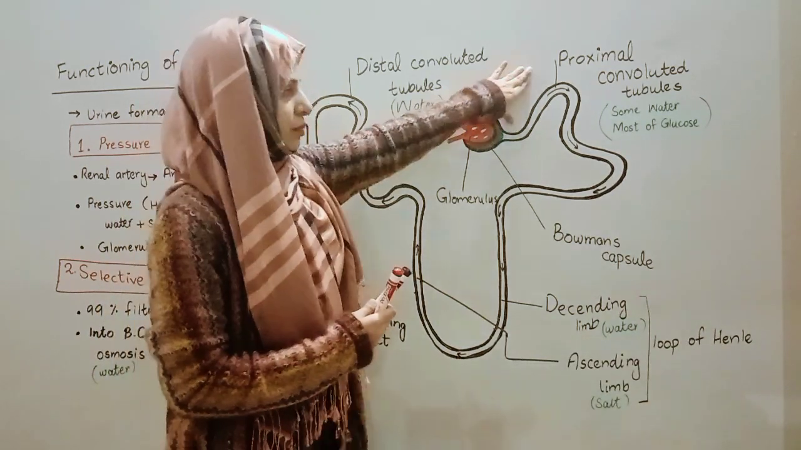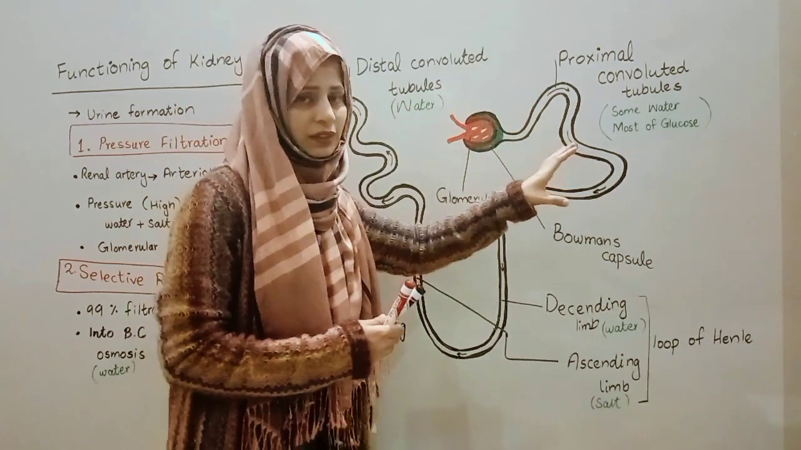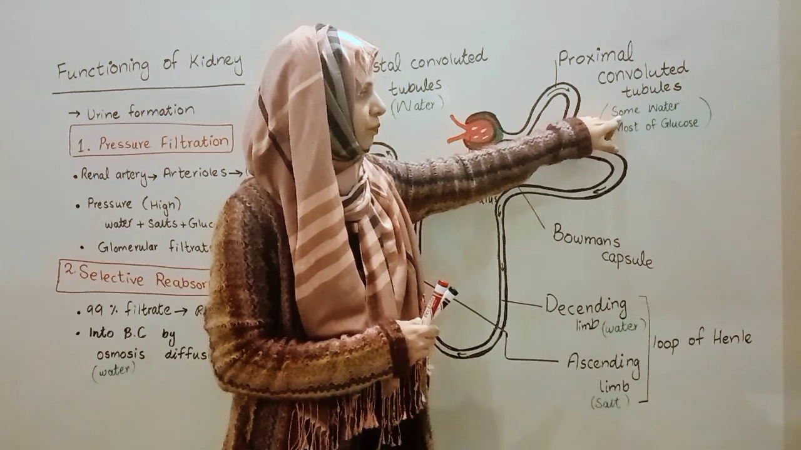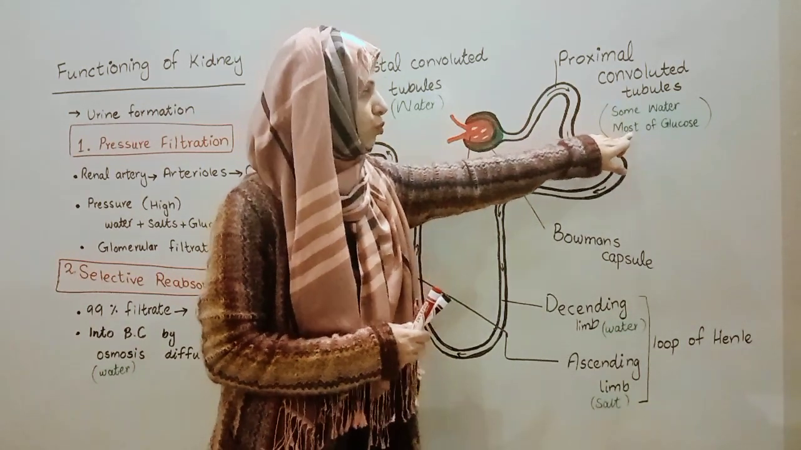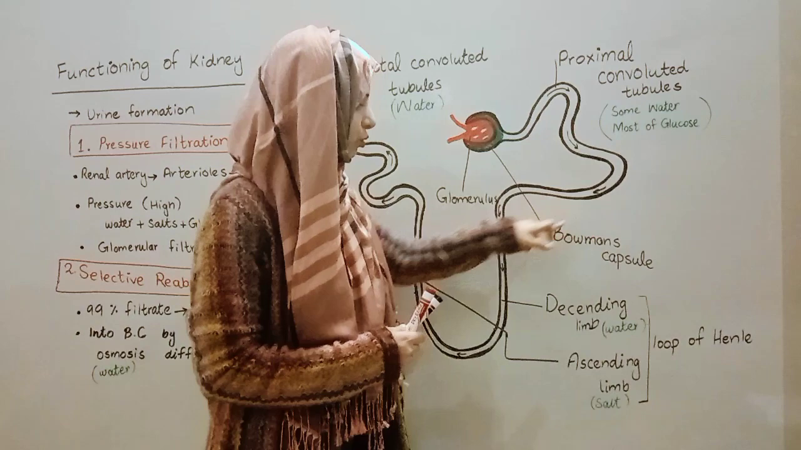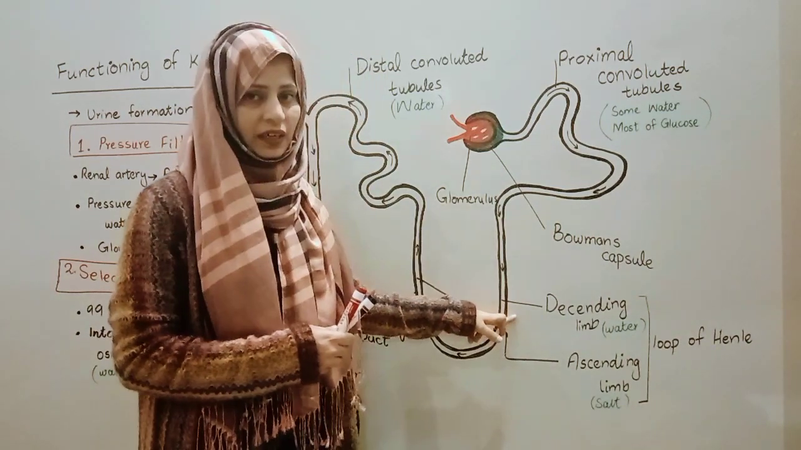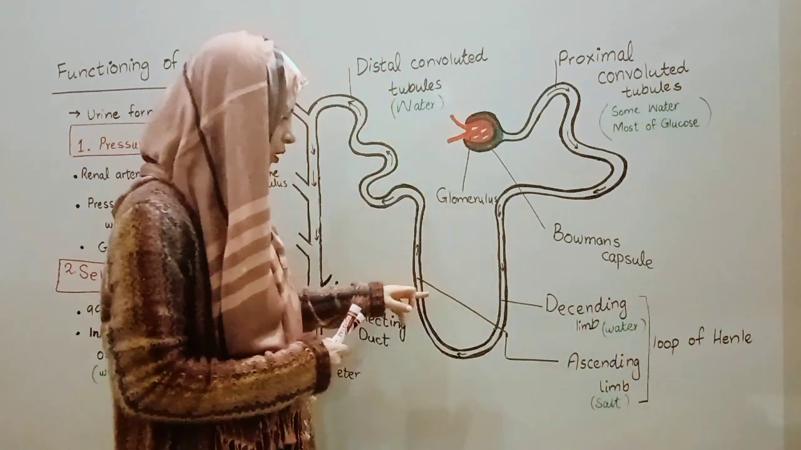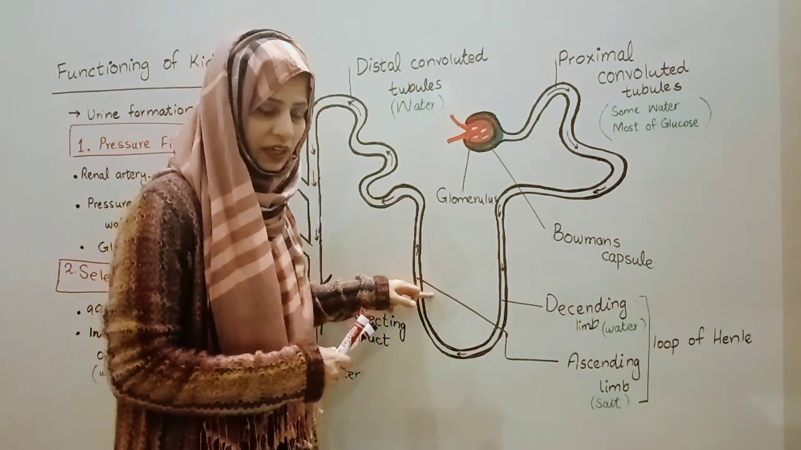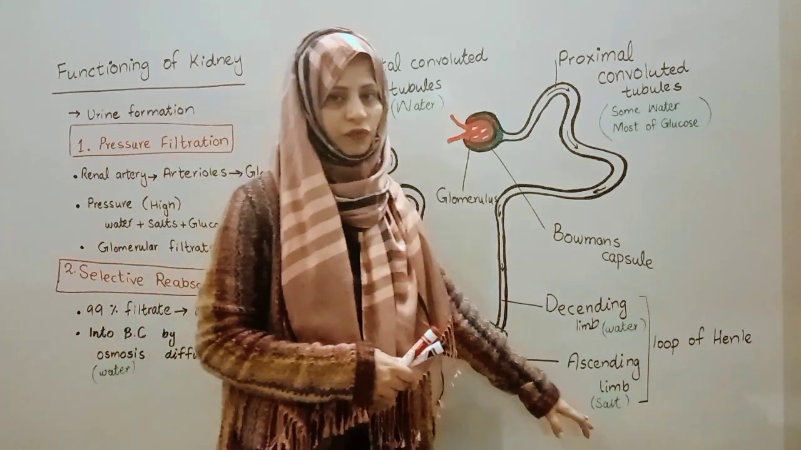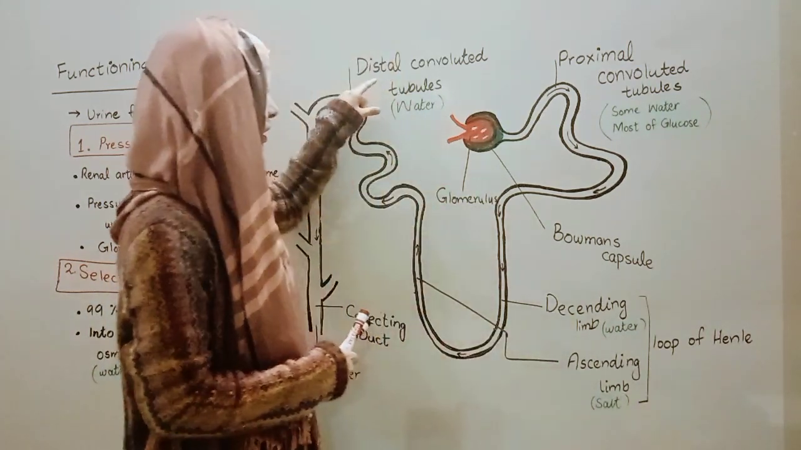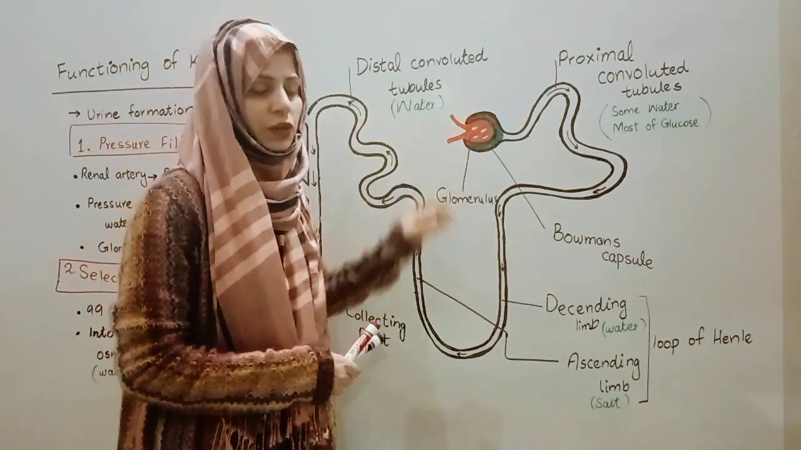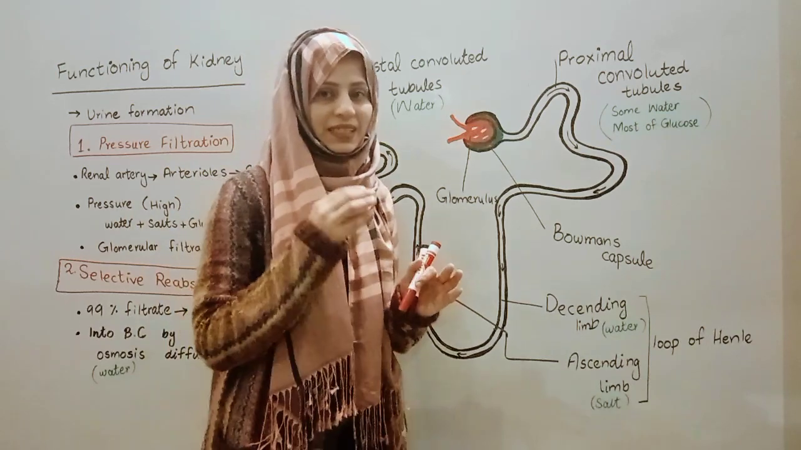To recap: the proximal convoluted tubule reabsorbs some water and most of the glucose. The descending loop of Henle allows the reabsorption of water. The ascending loop of Henle allows the reabsorption of salt. The distal convoluted tubule allows the reabsorption of water. That's all about the second step.